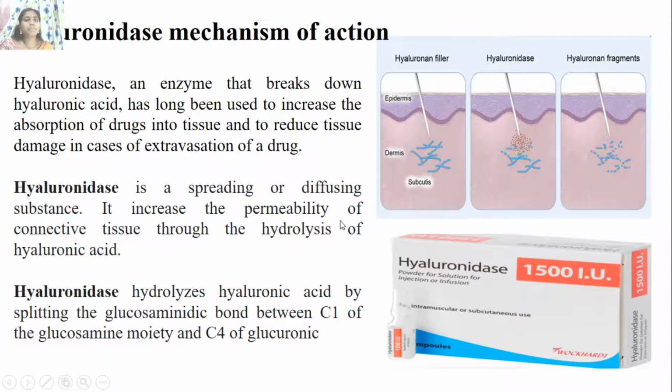It increases the permeability of connective tissue through the hydrolysis of hyaluronic acid, which is present in the epidermis and dermis. The hyaluronidase enzyme hydrolyzes hyaluronic acid by splitting the glucosamine bond between carbon 1 of the glucosamine moiety and C4 of glucuronic acid, and this is how it is available in the market commercially.